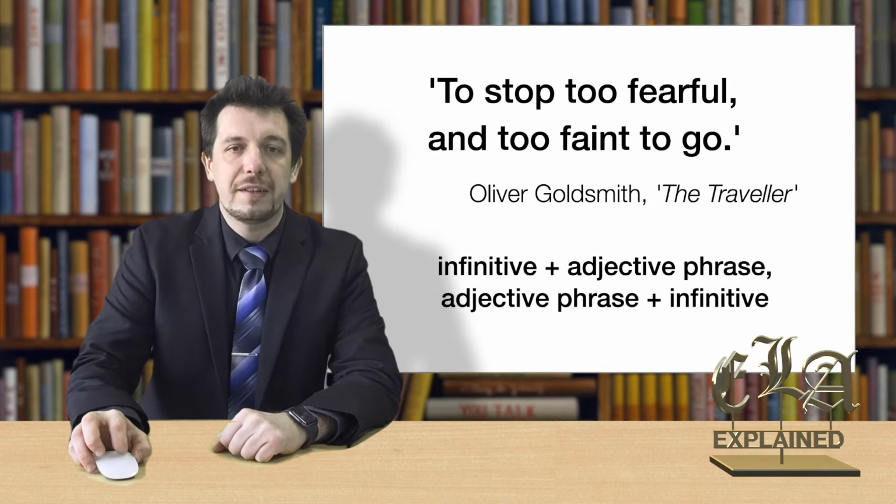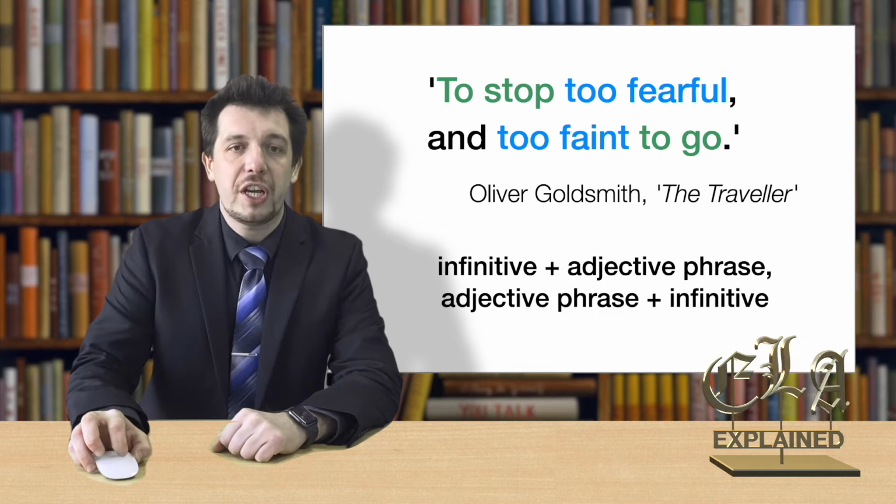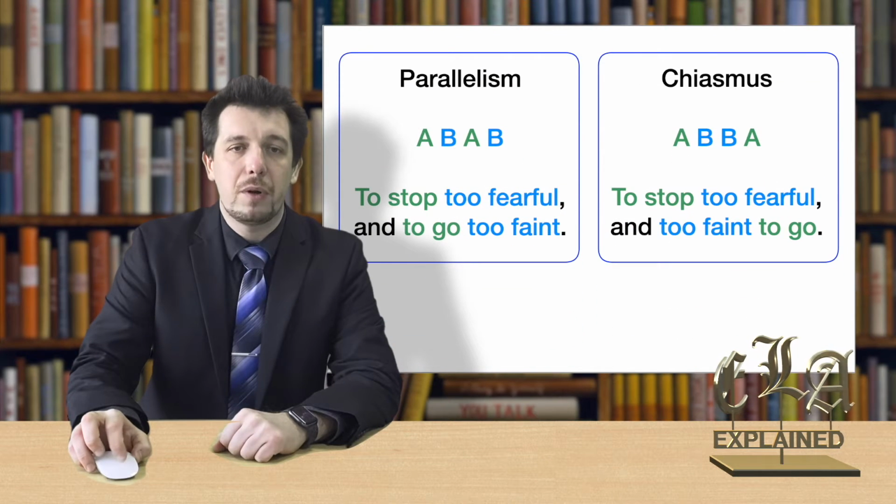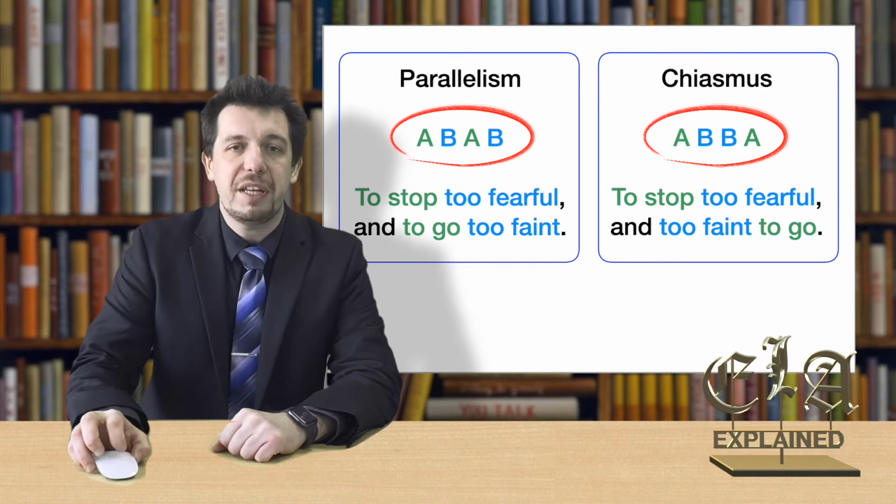Let's look at the following example: "To stop too fearful, and too faint to go." Here, the syntactic structure of the second part is reversed compared to the first one. The infinitive, which starts the first part, is placed at the end of the second part. The adjective phrases in both parts change their positions as well. So, if we were to point out where each part of this phrase goes, we would see a cross or the letter chi, which gives chiasmus its name. If parallelism follows the pattern AB, AB, the pattern for chiasmus is ABBA.